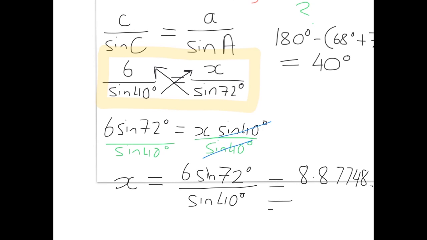But we're asked to round this to 2 decimal places, so that means we're going to look at this number here. We see that it's greater than 5, which means we'll add 1 to this 7, meaning our final answer is 8.88 is the length of BC. And that is our final answer.